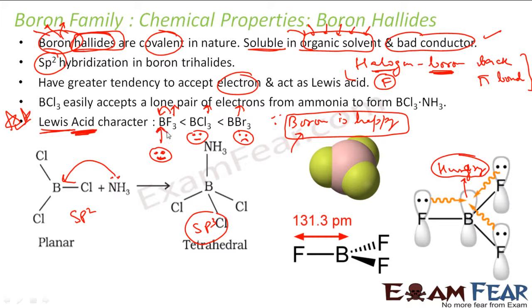So boron wanted electrons. It was deficient of electrons. Fluorine was a little kind, and fluorine gave the electron to boron. Boron is happy. Since this is happy, it won't act as a strong acid. But in case of BBr3, this boron is not happy because it is not getting electrons from bromine. So it will act as a strong Lewis acid compared to BF3. Correct? And please note, fluorine is most kind as compared to chlorine and bromine. So this back donation occurs more in fluorine.